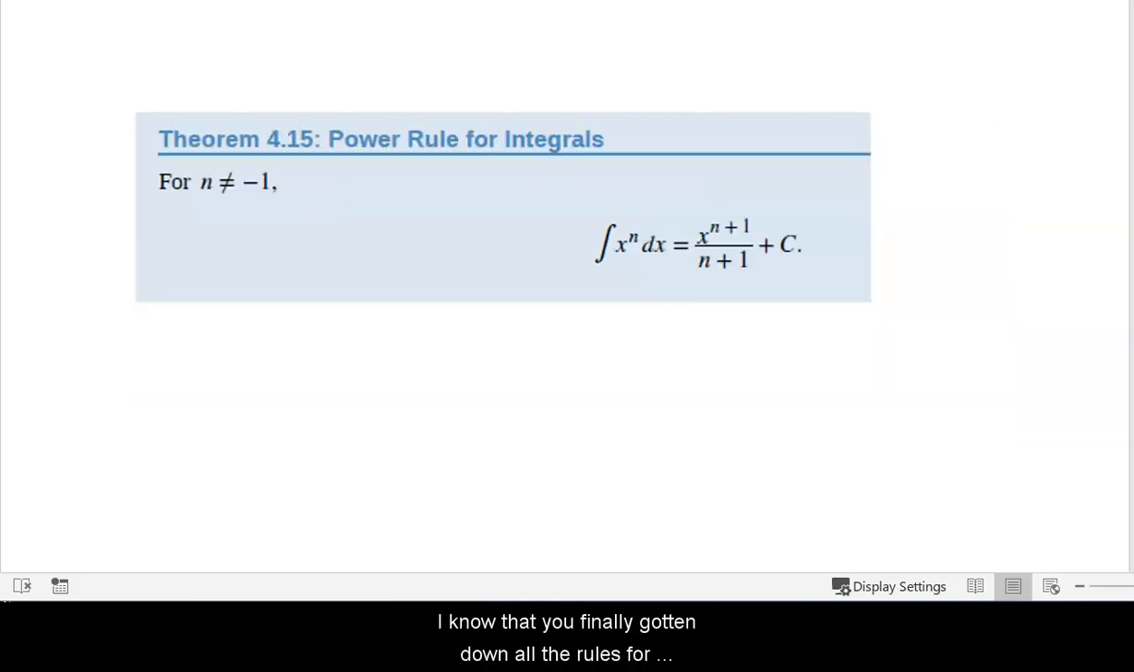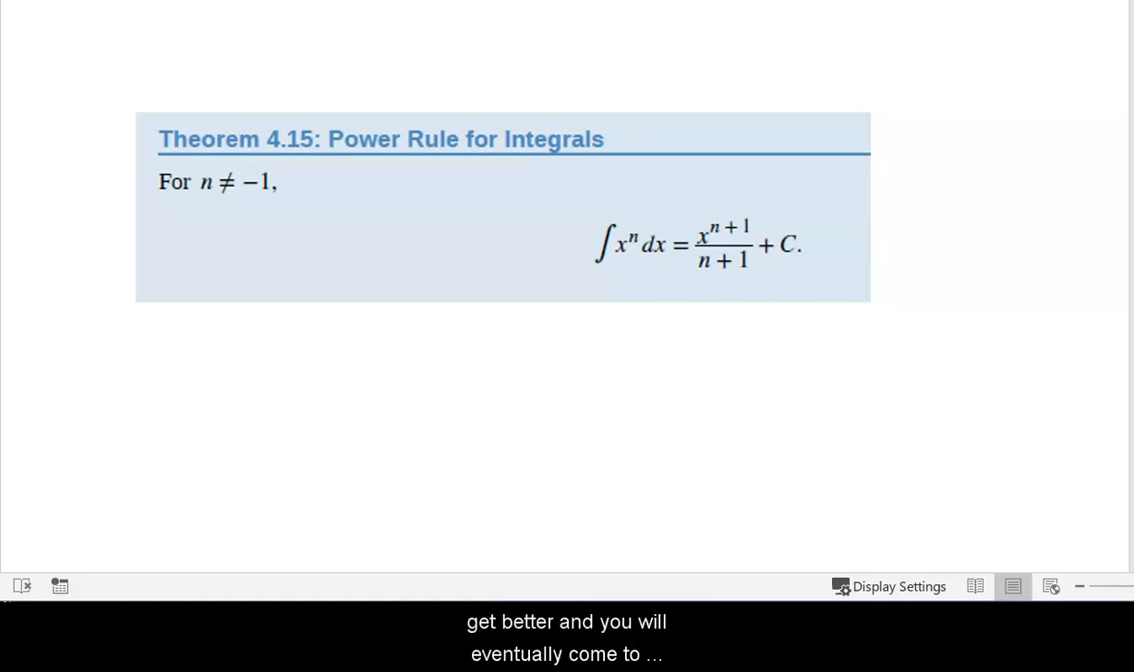I know that you've finally gotten down all the rules for derivatives of functions, but unfortunately, you now have to learn how to undo all of those rules. In other words, now that you've got it down and you're not making mistakes anymore, I'm going to ask you to go backwards. This is going to be somewhat difficult at first, and it's not uncommon for students to get messed up and to do the wrong operation at the wrong time.